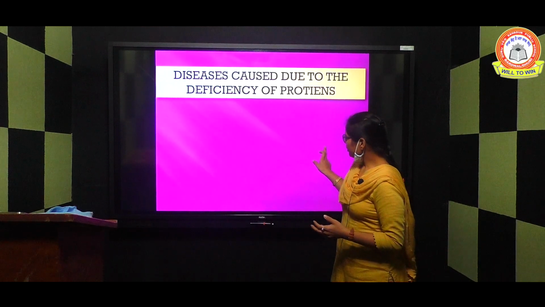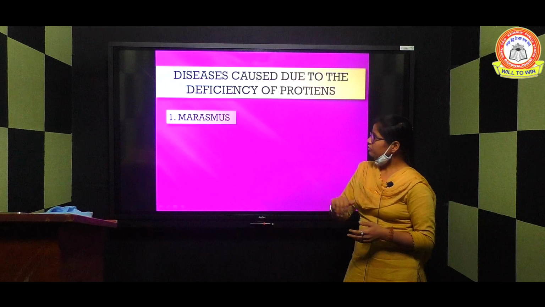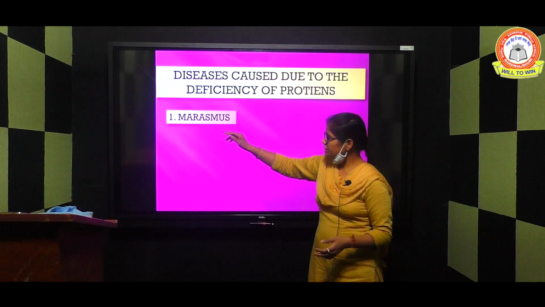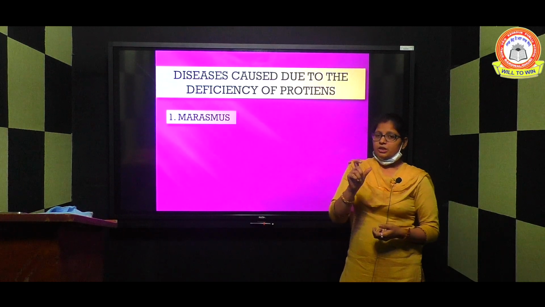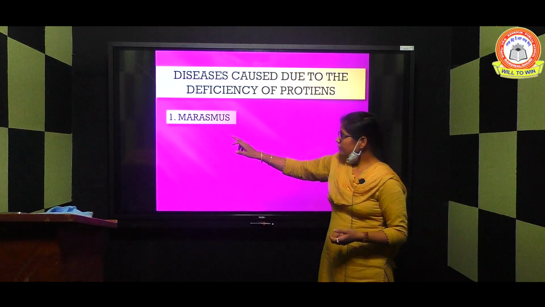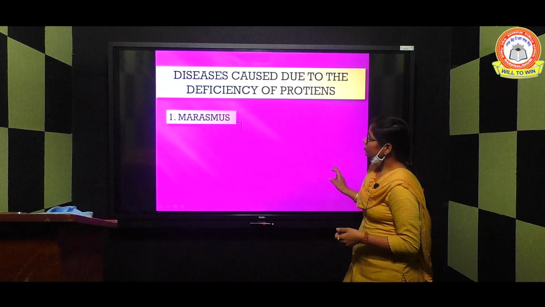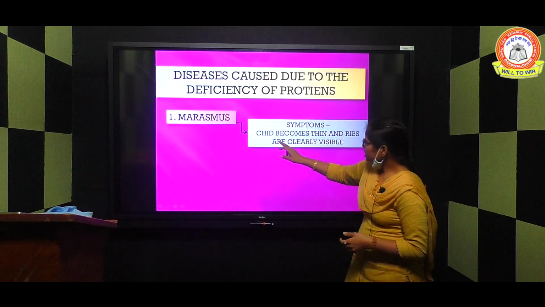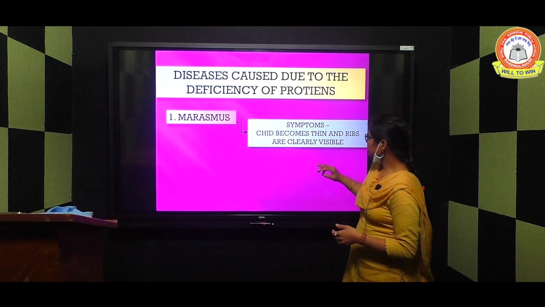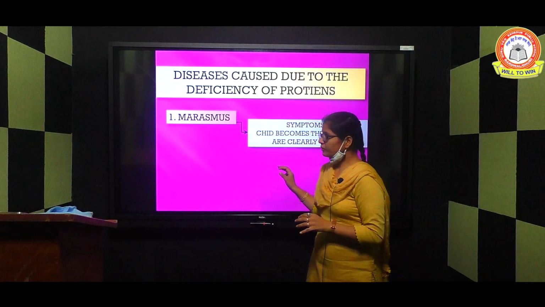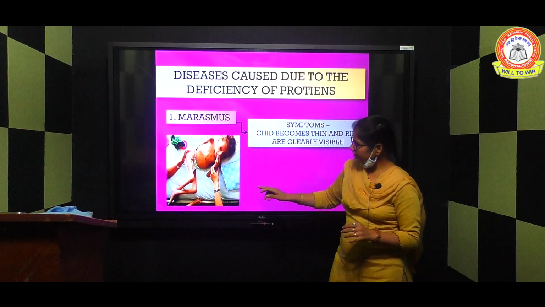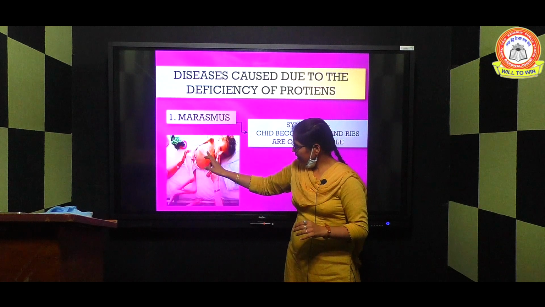The two kinds of diseases which occur due to a deficiency of proteins are, number one, marasmus. Pronunciation of this is marasmus. Marasmus is the disease whose symptoms are that the child becomes very thin and ribs are clearly visible, like I have shown here also. See this child, its ribs are clearly visible.